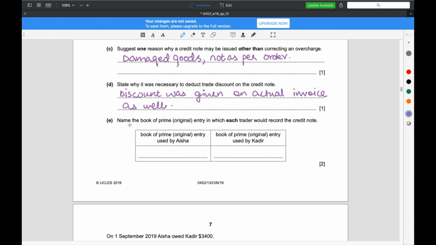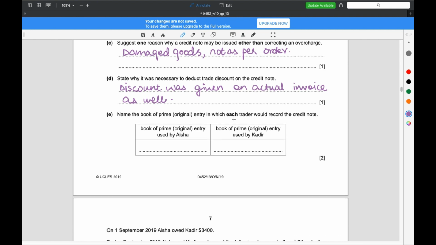Okay. And in part E, he says, name the book of prime entry in which each trader would record the credit note. Okay, so the credit note for Kadir is a sale return, right? So it's going to be in the sales returns journal. So Kadir sold Aisha some stuff, and Aisha wanted to return it.